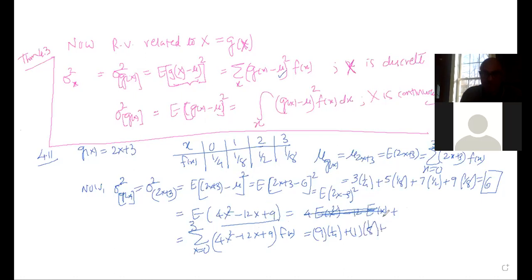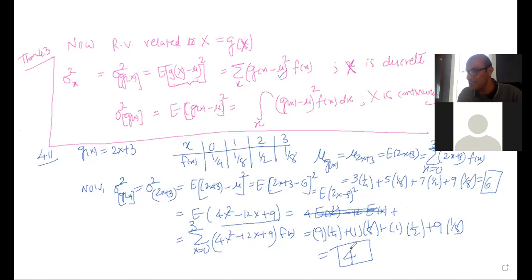Then 1 by 8 plus, for x equal to 2: 2 square is 4, 4 fours are 16, and 12 twos are 24, so minus 8 plus 9 is again 1, times 1 by 2. Plus for x equal to 3: 3 square is 9, 4 nines are 36, and 12 threes are 36 will get cancelled out, so we're going to get 9 times 1 by 8. If you calculate this one, you are going to get some value, and that is your variance.